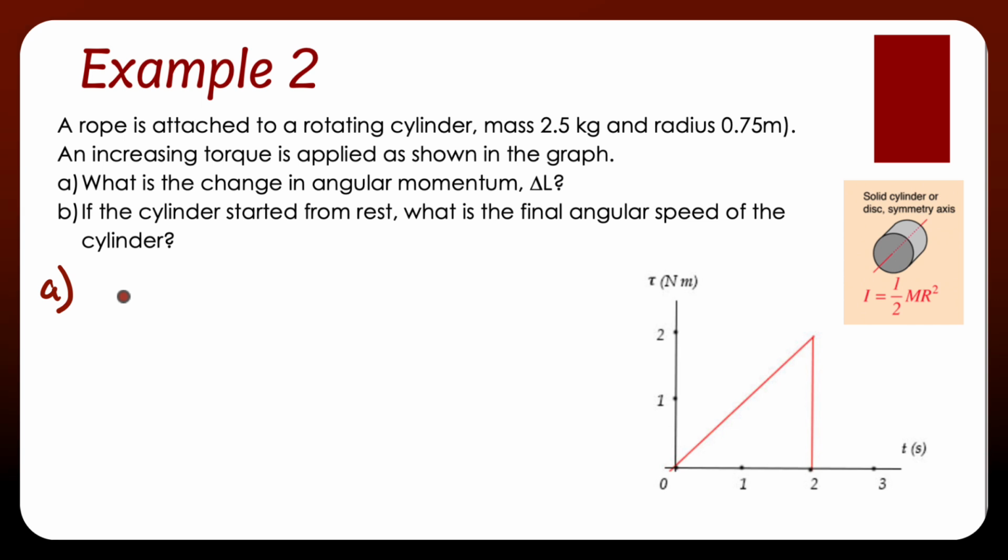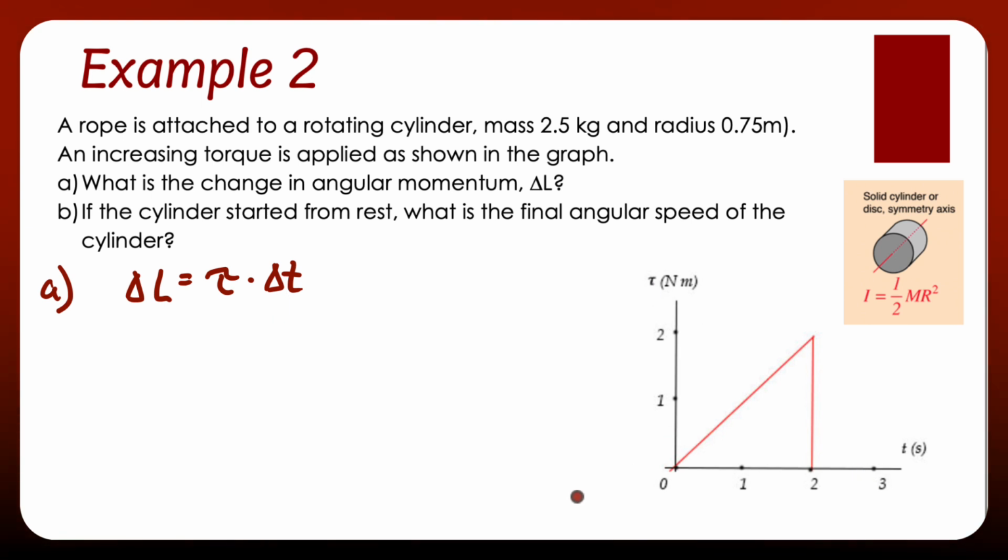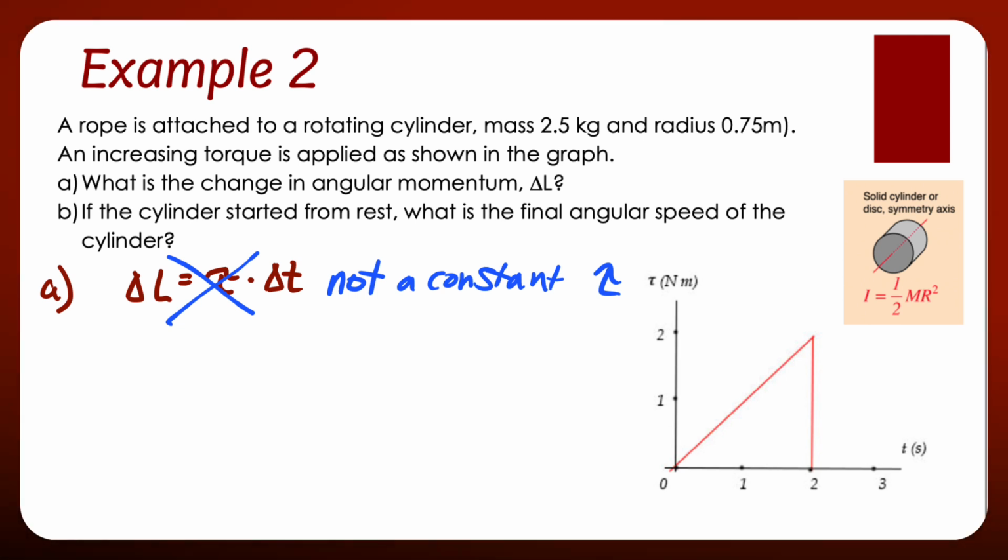Okay, so first of all, you might be saying, I'm looking for change in momentum, and I see this equation in my data booklet. Change in momentum is tau and time. And I've got a tau and a time here. Now the problem is, which tau would you use? It's not a constant torque. So in fact, you really shouldn't be using this equation for that reason.